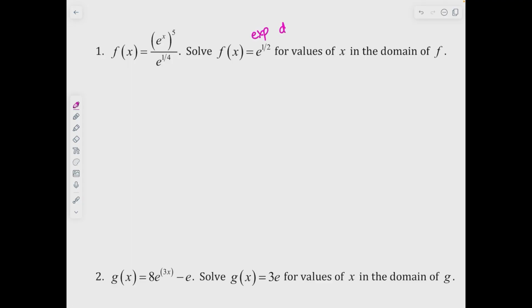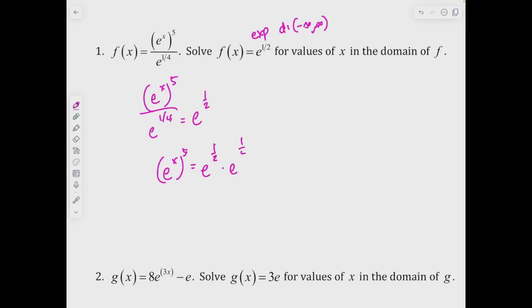So first of all, f of x is an exponential function. So that means that the domain is all real numbers. Okay, so I'm going to set e to the x to the 5th power over e to the 1/4 power equal to e to the 1/2 power. I'm going to multiply both sides by the denominator. So I have e to the x to the 5th power is equal to e to the 1/2 times e to the 1/4. Properties of exponents, I am allowed to add them together. So 1/2 plus 1/4 will give us 3/4.